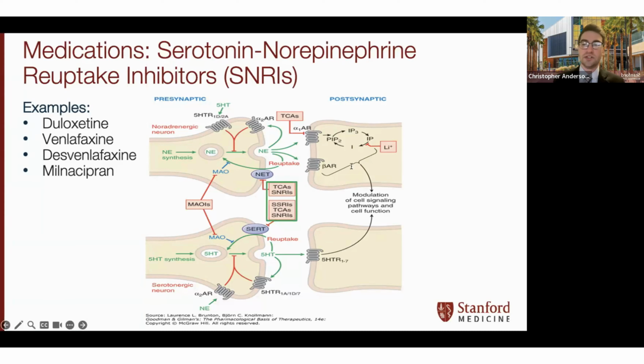Here, this picture is indicating that the SNRI medications, like duloxetine, venlafaxine, or milnacipran, will bind to the transporter proteins called NET, which stands for norepinephrine transporter, as well as SERT, which stands for serotonin transporter. And as I mentioned a few slides back, the purpose of these transporters is to help clear the neurotransmitters norepinephrine and serotonin from the synapse, and therefore reducing the amount of chemical that binds to the next neuron.